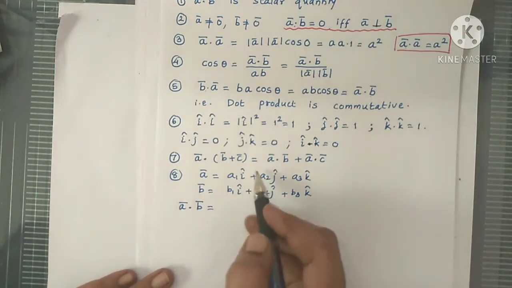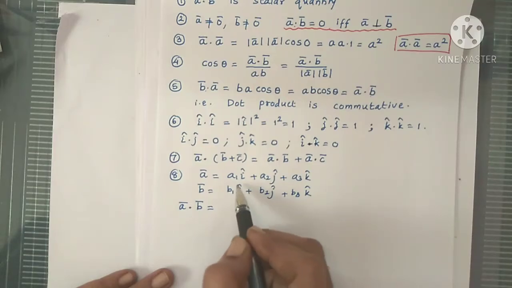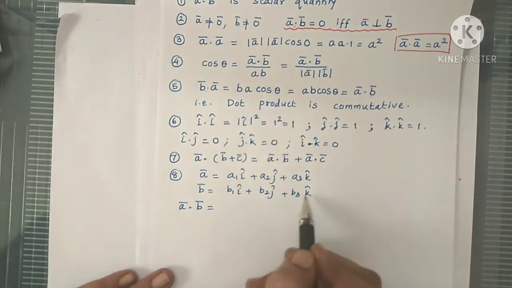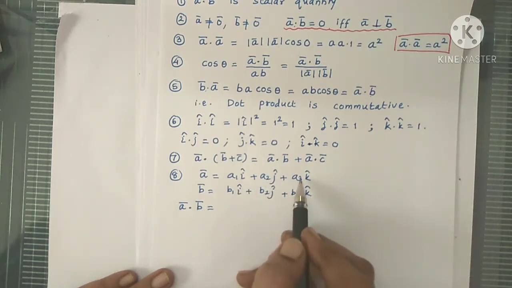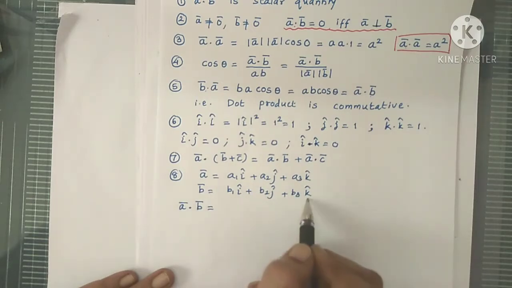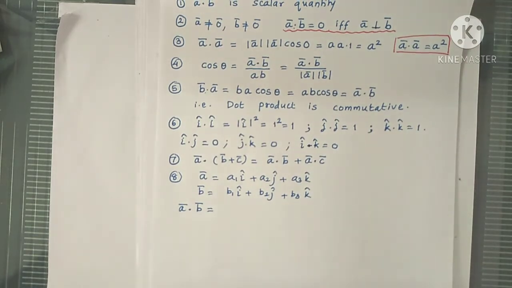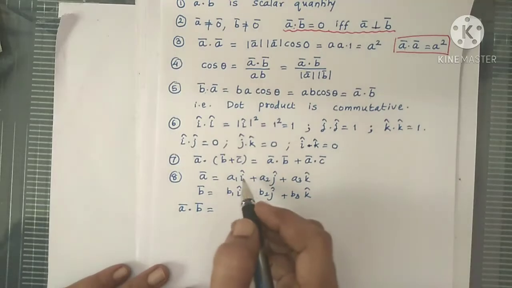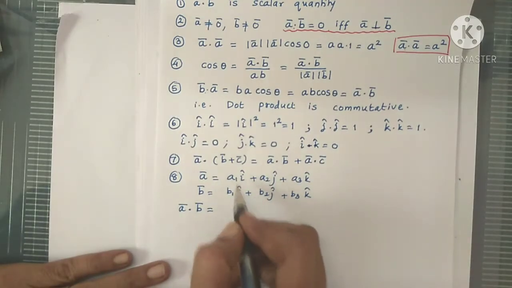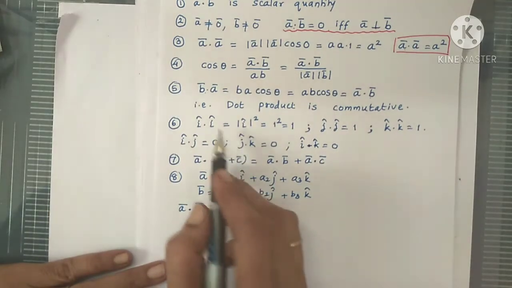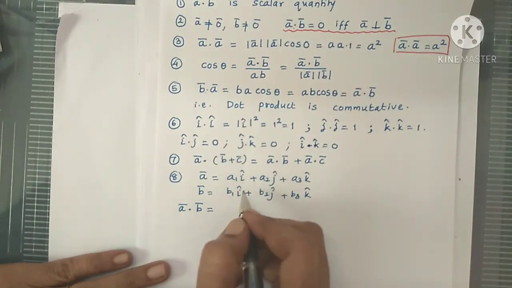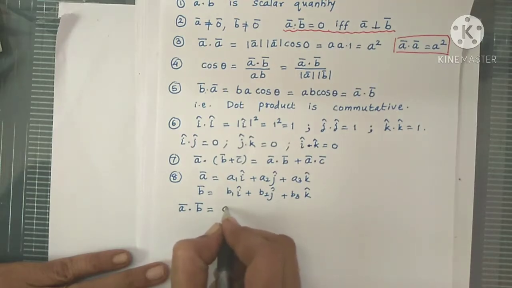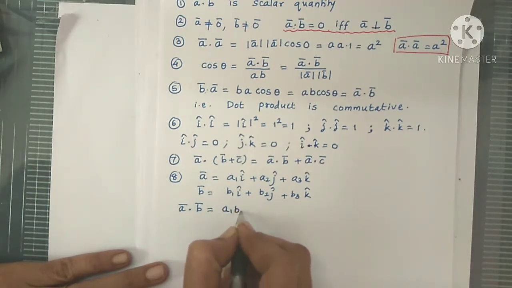That means by the distributivity, first of all, we have to take the dot product of a1 i cap with all the three components of this b bar. Then the dot product of a2 j with all the three components, and then the dot product of a3 k with all the three components of b bar. Okay. So the first one will be a1 i dot b1 i. Now here we have i dot i equal to 1. So it is a1 b1 into 1. So the first term is a1 b1.